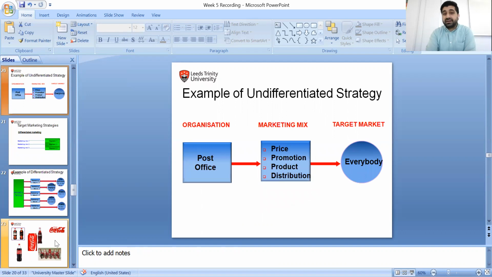Another example of an undifferentiated strategy is the post office. They use the four marketing mix strategies and provide this service to everyone, regardless of age, gender, or destination. So in an undifferentiated strategy, we produce a product or offer a service that is offered to everyone within the market.